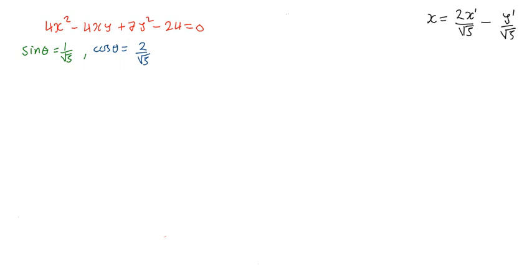So let me look at what my y is. We said our y is equal to x prime sine theta plus y prime cos theta. That's y is just equal to, our sine is 1 over root 5, that's going to be x prime over the square root of 5. Then that will be plus 2y prime divided by the square root of 5, like that.